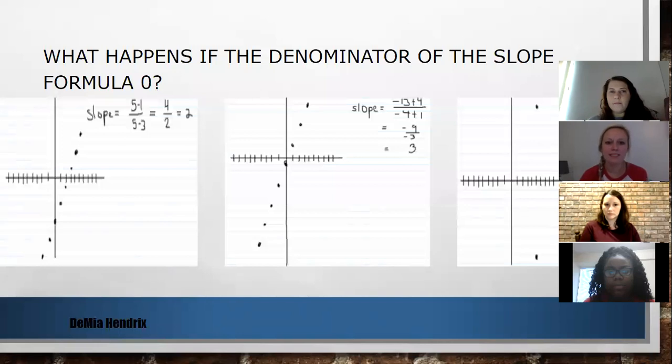What happens if the denominator of the slope formula is 0? It's undefined. So basically, if you look at the last picture on the right side, you see that we have it set up in the slope formula, and then you end up with a 0 in the denominator, and so you see that it makes a straight line if you connect the two dots.